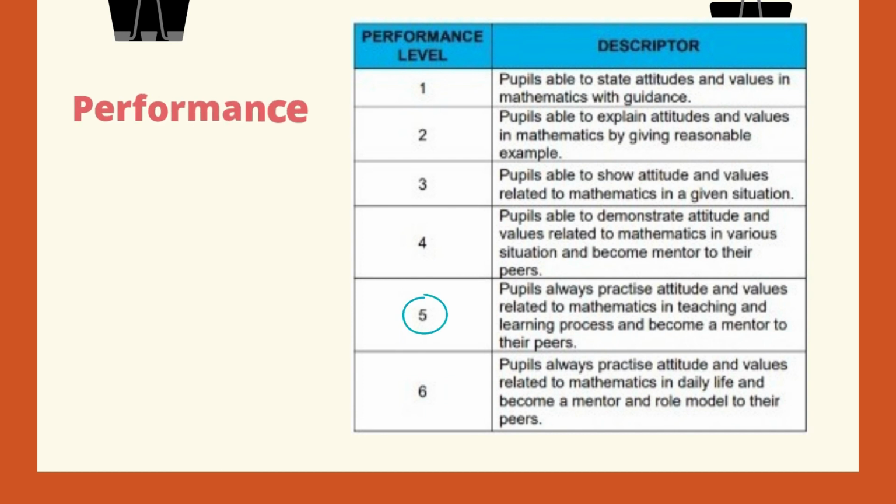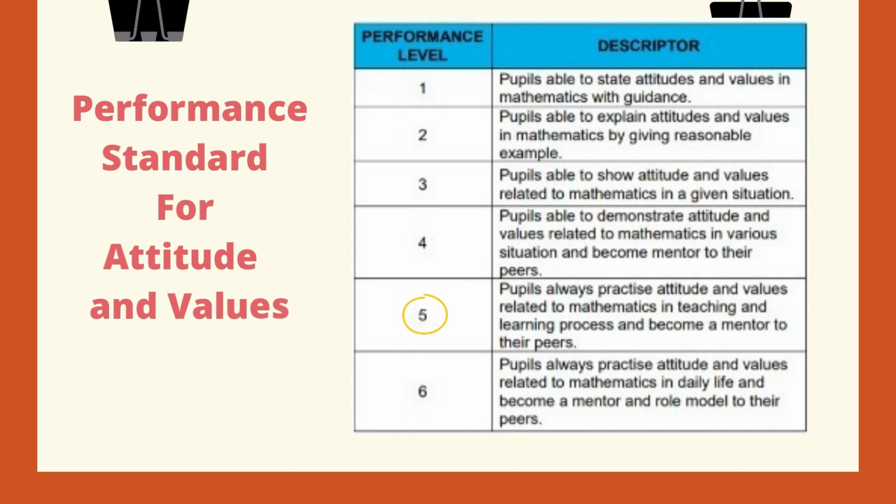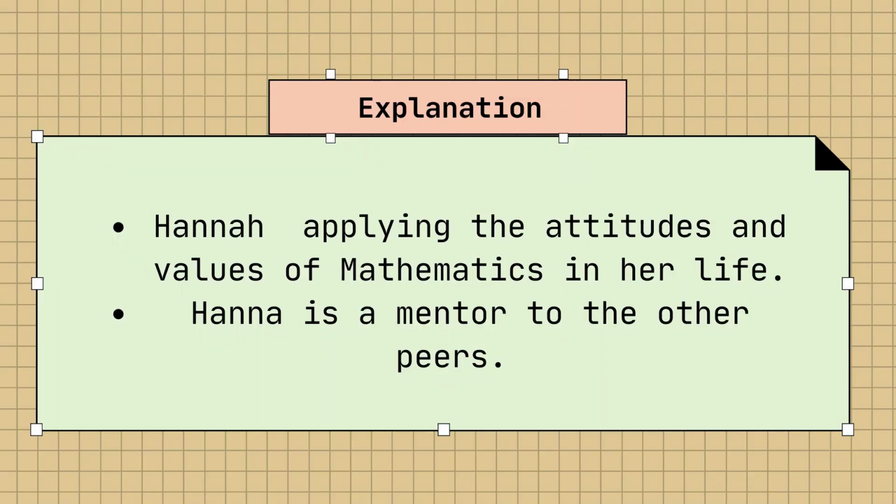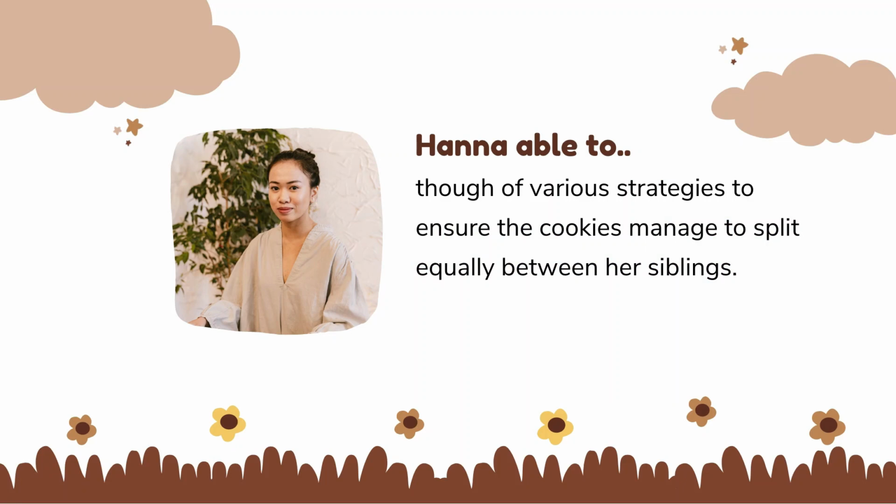Based on that question, the performance standard for attitude and values that we want students to achieve is level 5, which is that pupils always practice attitude and values related to mathematics in the teaching and learning process and become a mentor to their peers. In that situation, Hannah applies the attitudes and values of mathematics in her life, as Hannah is a mentor to the other peers. Hannah was able to teach various strategies to ensure the cookies are split equally between her siblings.